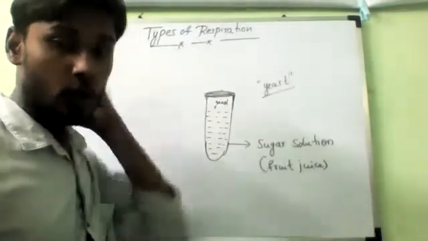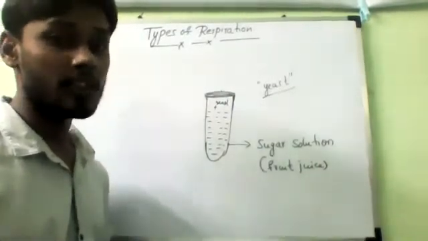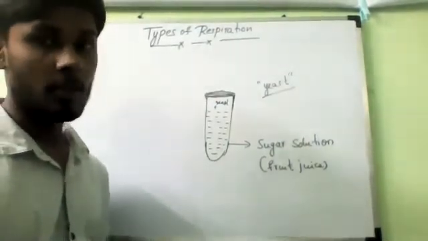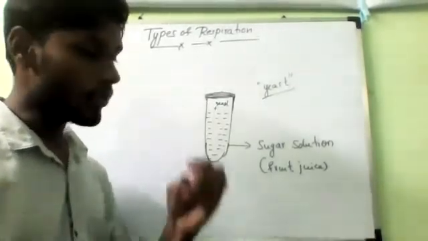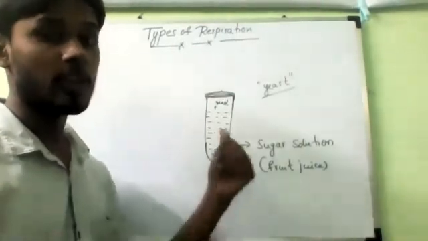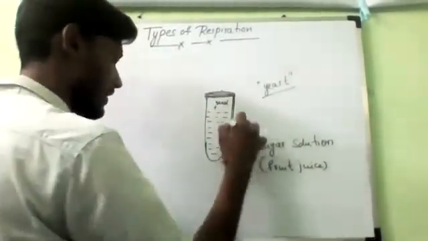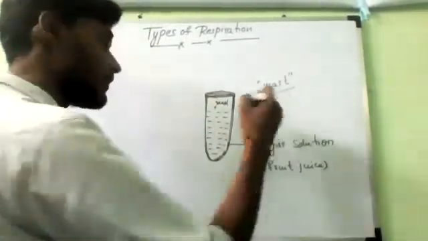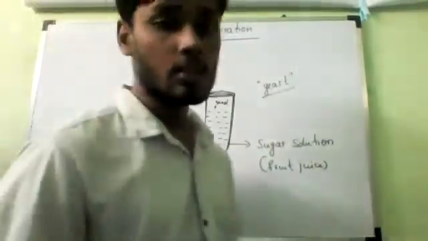Now, if you open the cork and smell it, you will get the ethanol smell from the test tube. You can leave it for a certain time, like 1 hour, 2 hours, or 3 hours. If you leave it for one day, you will get more of an alcohol smell.